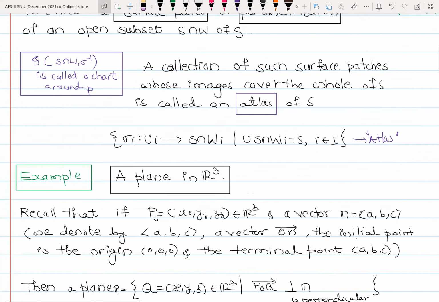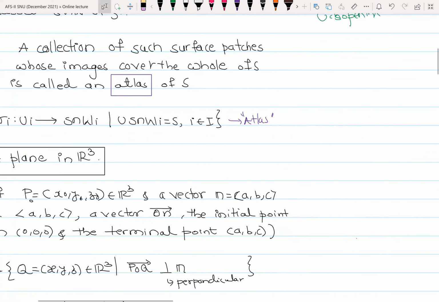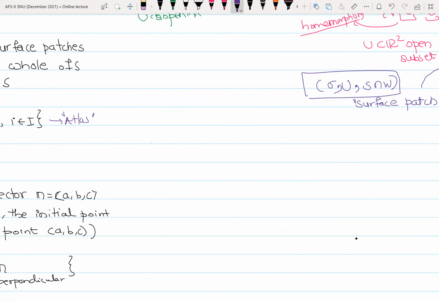Okay, so let us see examples now. Suppose a plane is given to me. Can you prove that it is a surface? So what is given to me is a plane. So just now, one of you told me what the equation of a plane is.